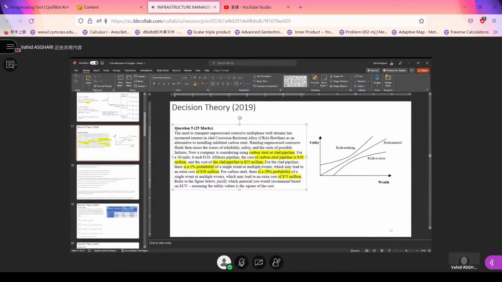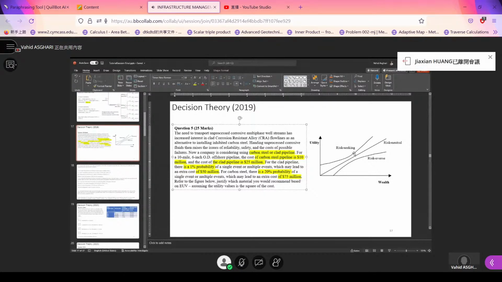For the clad pipeline, there is a 1% probability of a single event or multiple events, which may lead to an extra cost of $50 million. For carbon steel, there is a 20% probability of a single event or multiple events, which may lead to an extra cost of $75 million. Refer to the figure below.